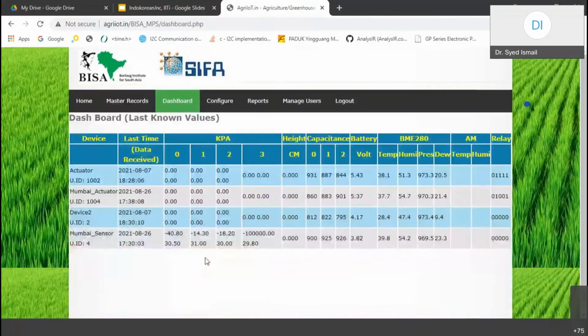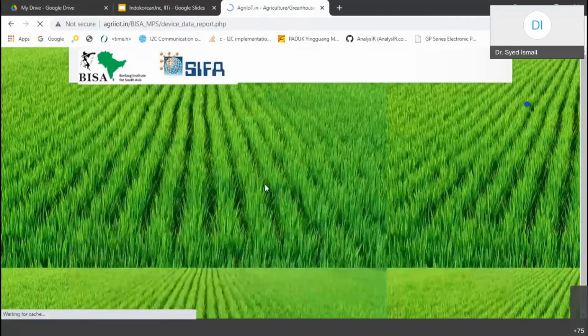Now you will see here the Mumbai sensor written there. This is live data that has come. It is actually 26/8 at 5:30. The data has come. So you can see reports also. You can see the full day reports here.